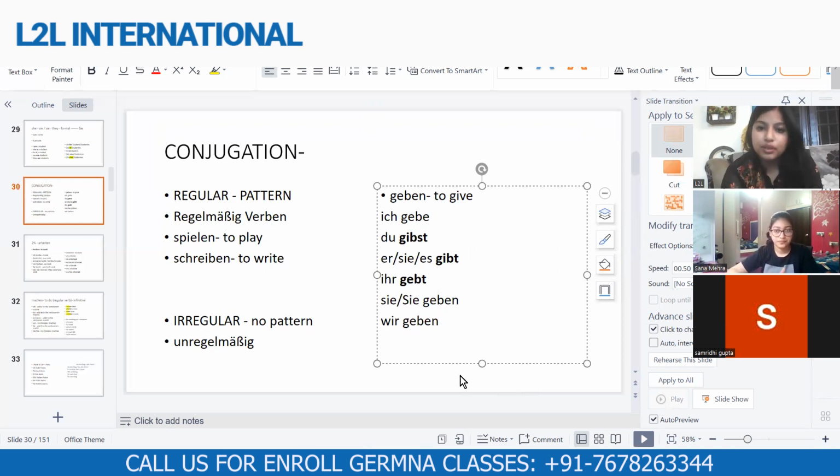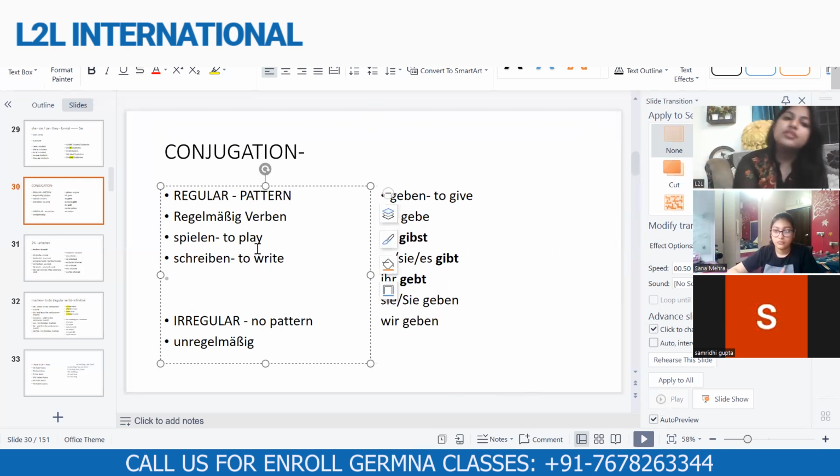So geben is an irregular verb. You need not do anything here. You just need to learn this. We will learn the irregular verbs afterward. Right now, just write the conjugation for spielen and schreiben, because they both are regular and you can follow the same rule. Once you are done, let me know. Then I will hear the conjugation from you both.